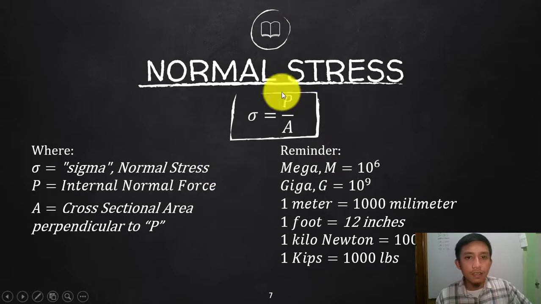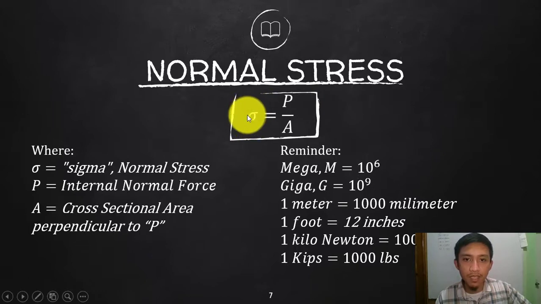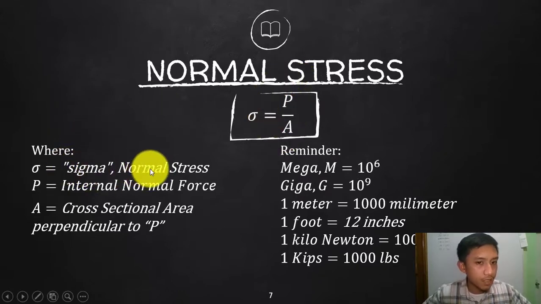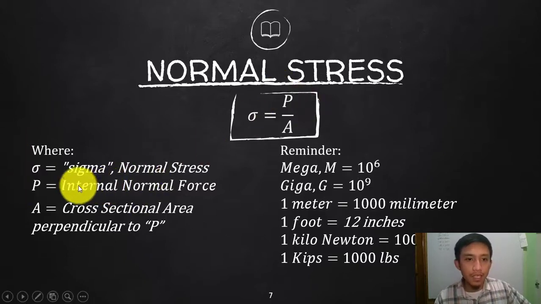Okay, so normal stress is represented by this equation. This symbol, we call this one sigma, a Greek letter sigma, and then P over A. What are these? Sigma is the normal stress. By the way, we sometimes call normal stress an axial stress, and I will explain that later on. P is the internal normal force that is experienced by the material that we are trying to analyze.